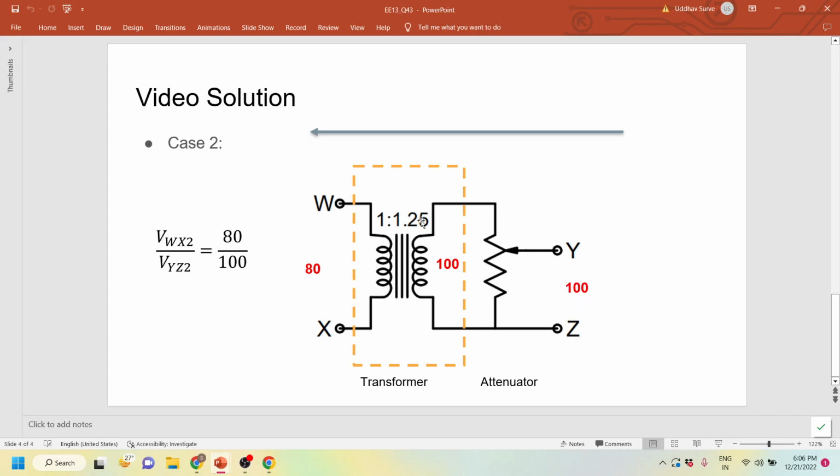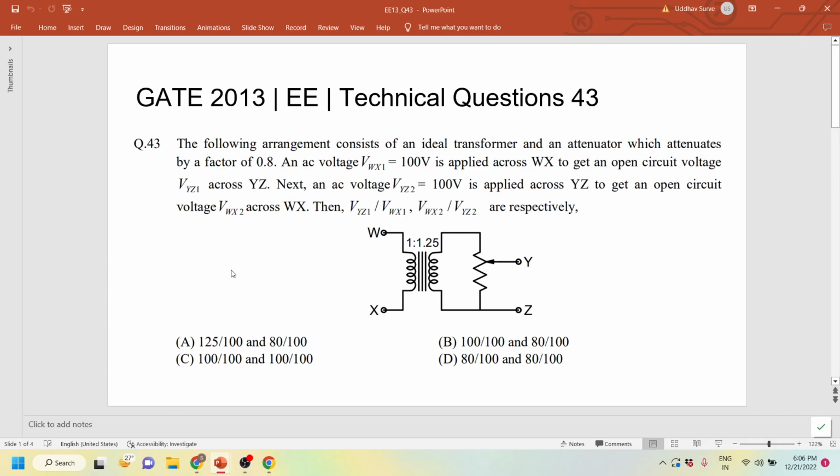So as there is no current drawn by the transformer, this voltage is simply at this winding on the secondary side. So 100 will come as it is at 100, and it will reflect as an 80% step down operation. So it will be 80 here. So VWX2 upon VYZ2 will be 80 upon 100. So as per the question, the answer will be option B: 100 by 100 and 80 by 100.